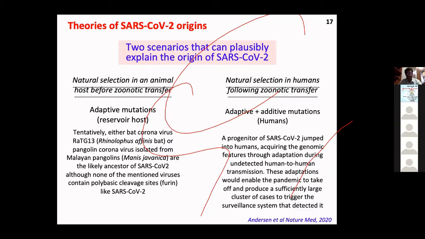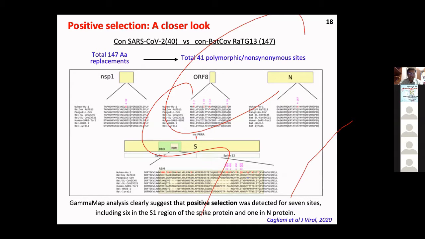Now that we are talking about positive selection, a nice paper came out just early this month. In that particular paper, the authors compared 40 full-length SARS coronavirus 2 genomes and 147 full-length bat coronavirus RaTG13 genomes. Upon alignment, they identified 147 amino acid replacements, out of which the total polymorphic or non-synonymous sites are only 41. And all these 41 sites are spread all over the different proteins or ORFs.